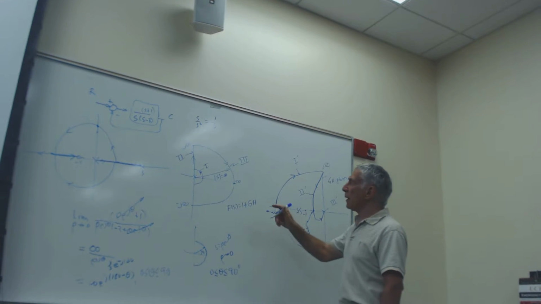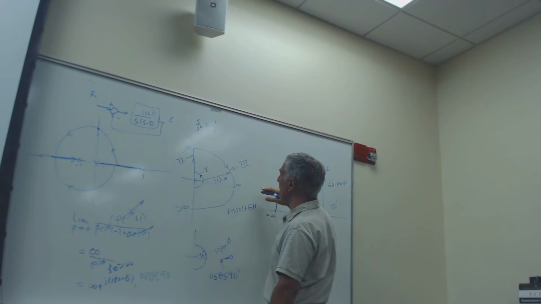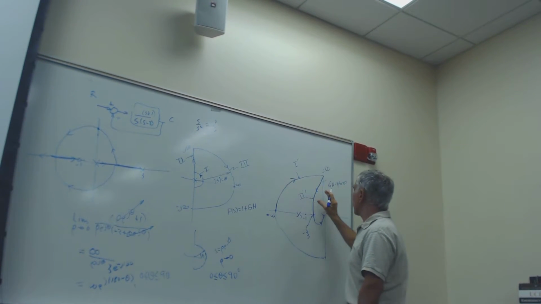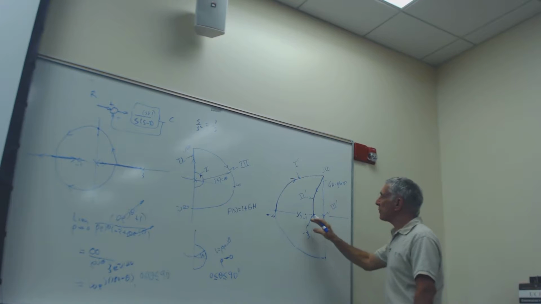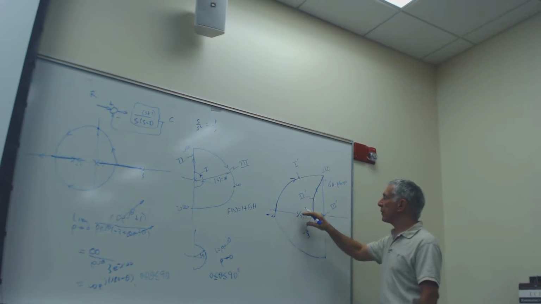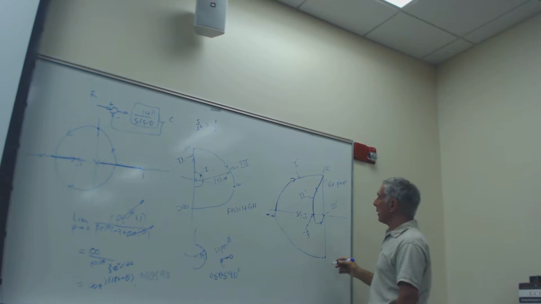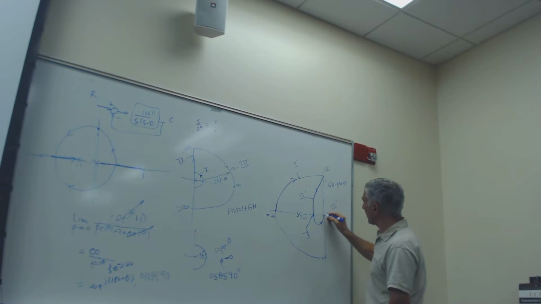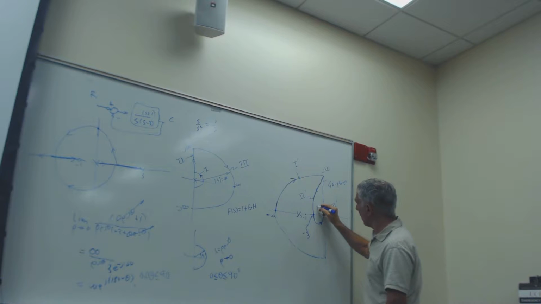And once we have mapped the points above the real axis from the S plane to the GH plane, we just have to take the mirror image about the real axis here. And so now this one is going to be the same, right? In other words, it's going to look like this.